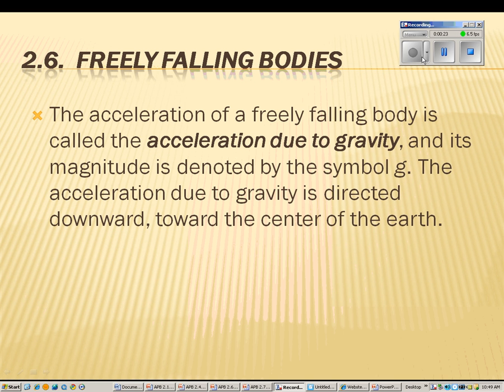The acceleration of a freely falling body is called the acceleration due to gravity, and its magnitude is denoted by the symbol g. The acceleration due to gravity is directed downwards towards the center of the Earth.